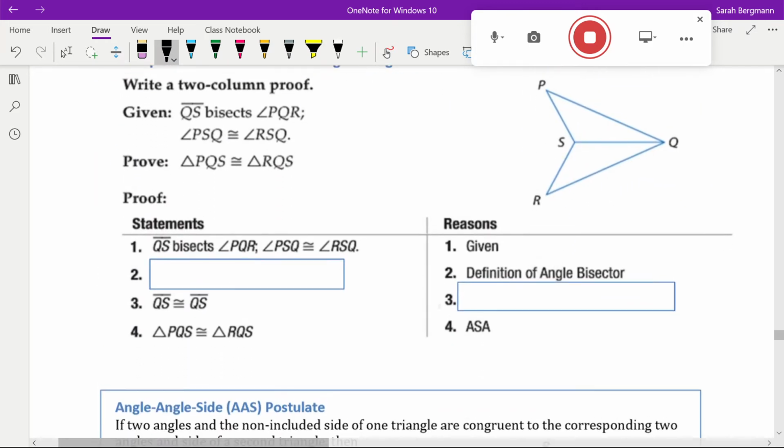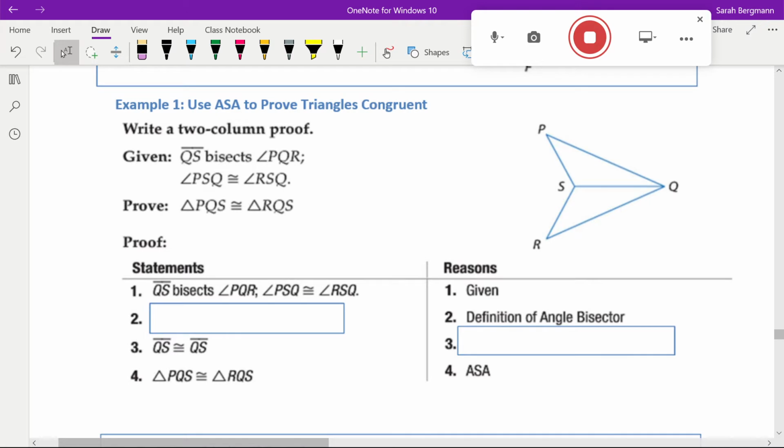Let's use this in a proof. It says write a two-column proof given that segment QS bisects angle PQR. Angle PQR is this angle here. Bisecting means cut the angle exactly in half, so it's cutting this angle exactly in half. We are also given that angle PSQ, this angle, is congruent to angle RSQ, this angle here. We are trying to prove that triangle PQS is congruent to triangle RQS.